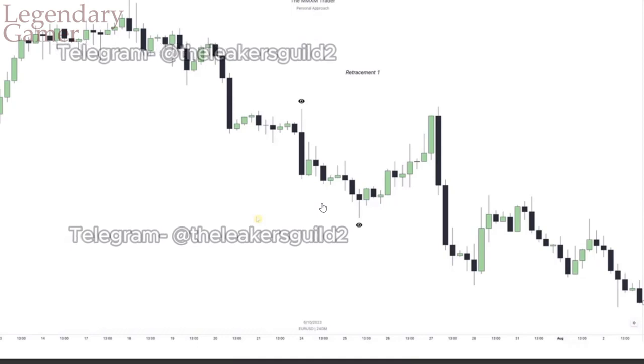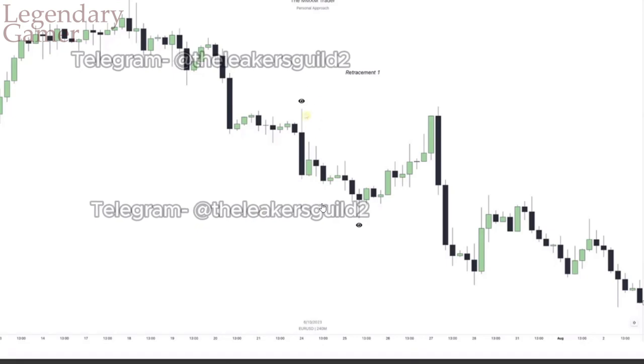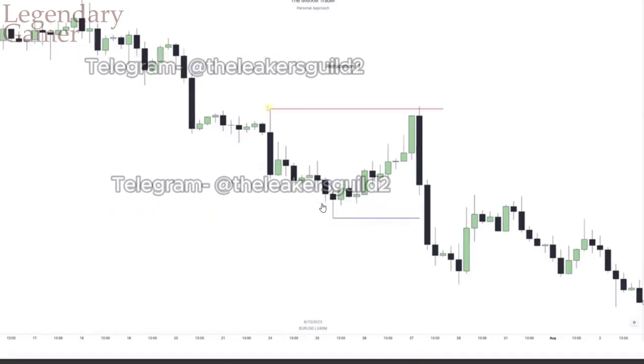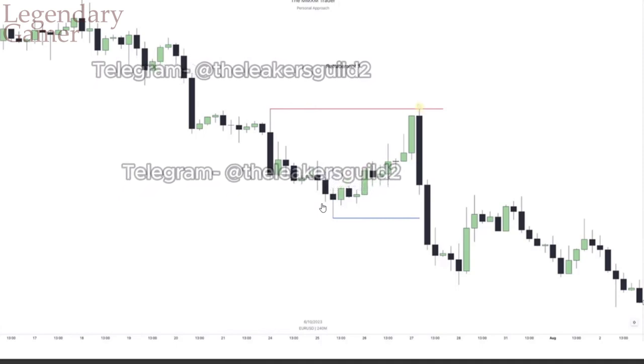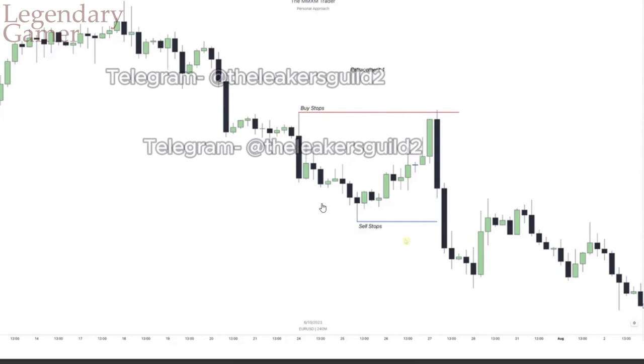Where is the range high and where is the range low? Because we want to couple up those buy stops with those sell stops. So marking out those buy stops, the range high, we can see buy stops are taken. We've got the range low over here. So we're taking out those buy stops.